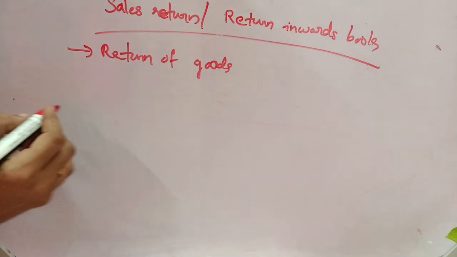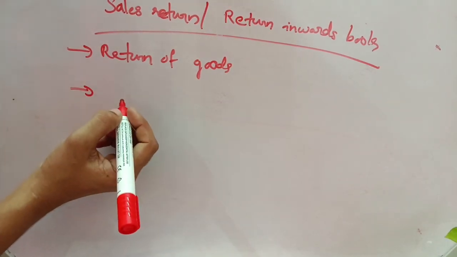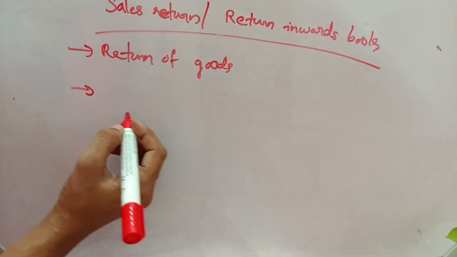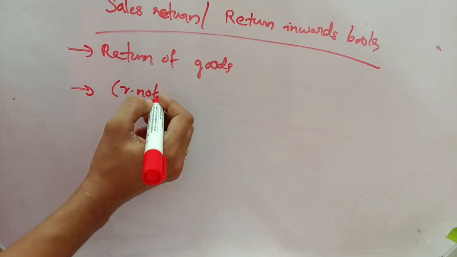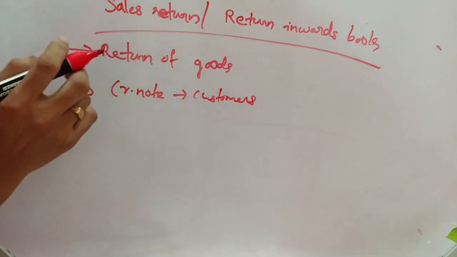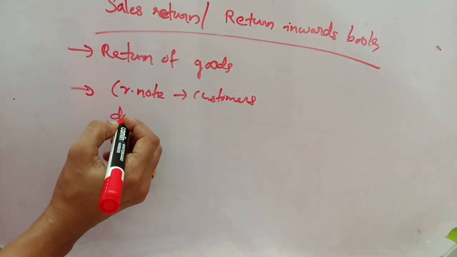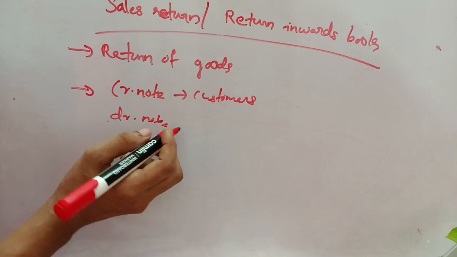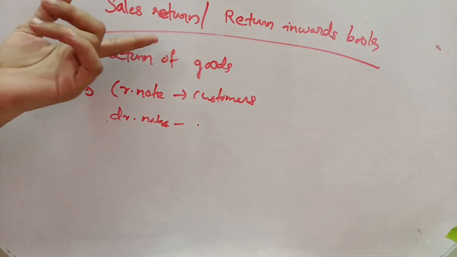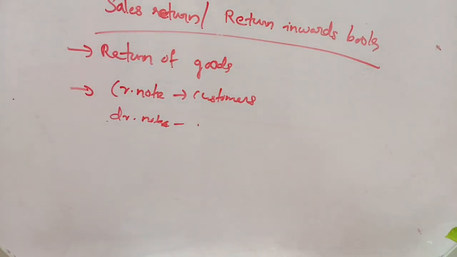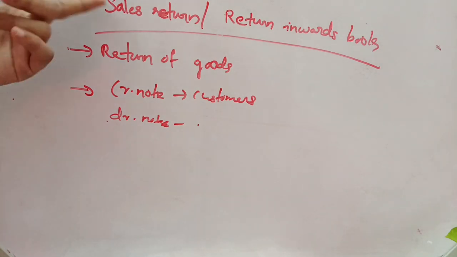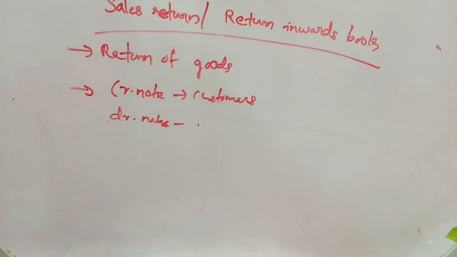The source documents used for recording entries in the sales return journal are credit notes issued to the customers, and debit notes issued by the customers. So the source documents for recording sales return or return inwards are credit note or debit note, and the return of goods sold on credit is recorded in the sales return or return inward book.